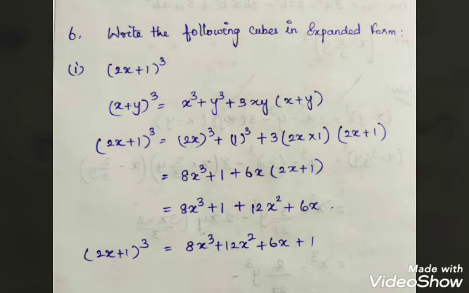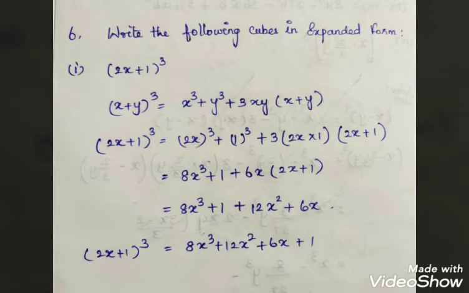Next, sixth problem. Write the following cubes in expanded form. The squares are over. Now we are going to do the cubes. 2x plus 1 the whole cube, which means x plus y the whole cube. What is the formula for x plus y the whole cube? x cube plus y cube plus 3xy into x plus y. Simply we are going to substitute the values of x and y.